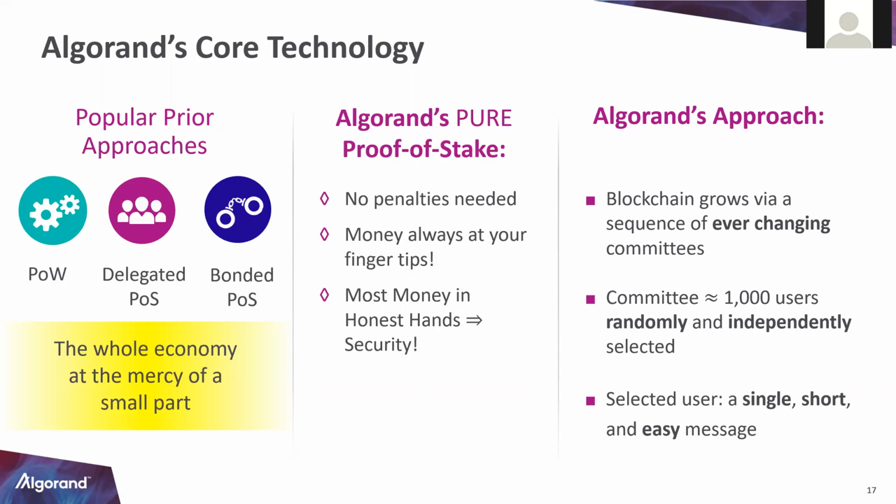So Algorand's approach is very simple at a very high level. Of course, there are all kinds of analysis that we need to do behind the scenes to make sure that this really works. But at a very high level, the blockchain grows by having a sequence of ever-changing committees. Each committee is about 1,000 users, and the users are randomly and independently selected. Each selected user just needs to do a minimum amount of work by sending a simple and very easy message.